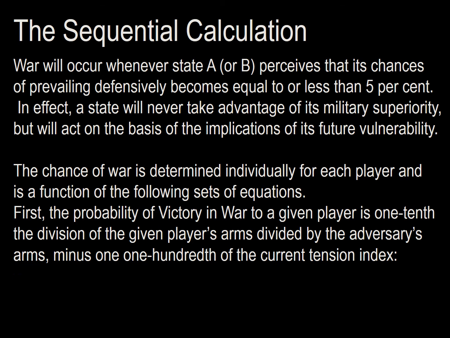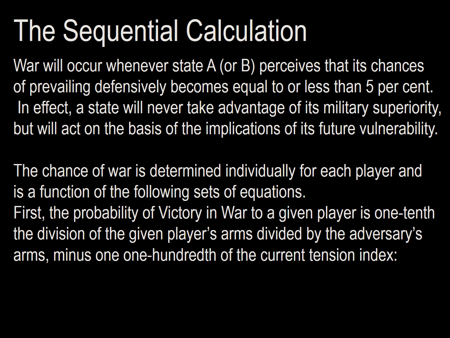So you can go through a sequential calculation. War will occur whenever state A or B perceives that its chances of prevailing defensively become equal to or less than 5%. In effect, a state will never take advantage of its military superiority, but will act on the basis of the implications of its future vulnerability. So states here are not aggressive, they're being defensive, and they're reacting to closing windows of opportunity to save themselves, not to get more resources through conquest.